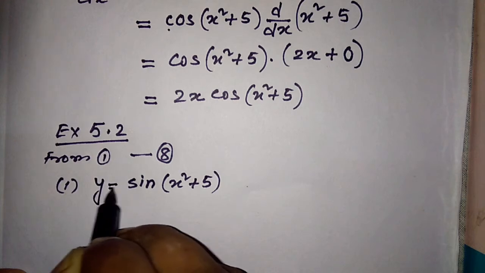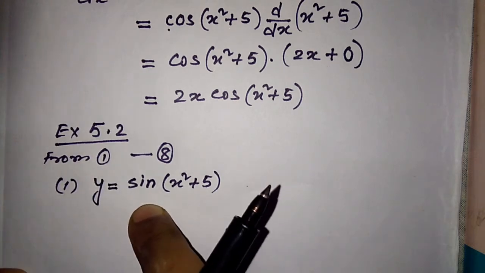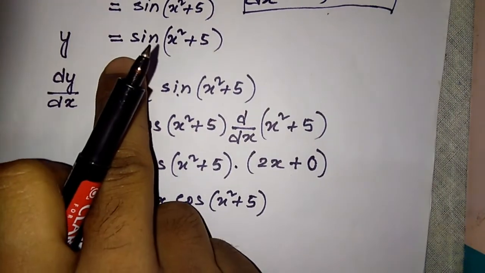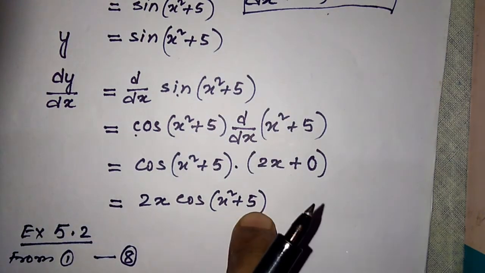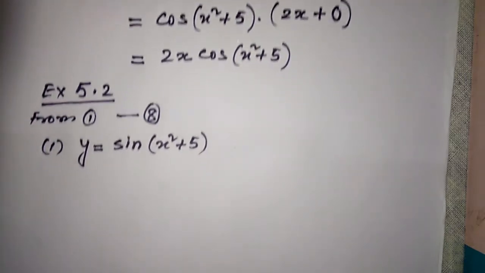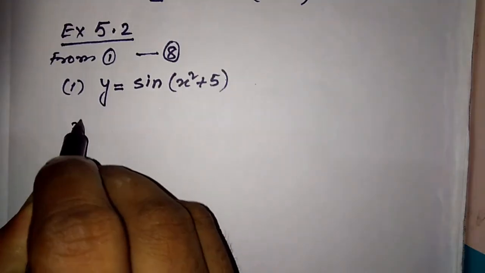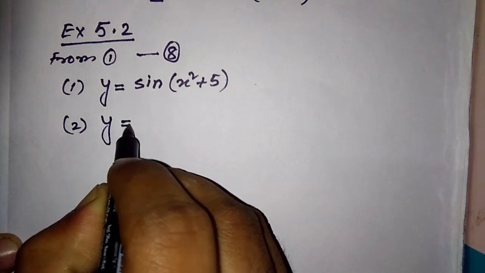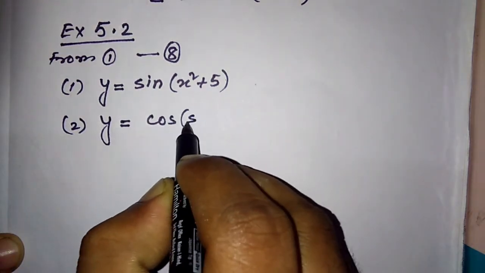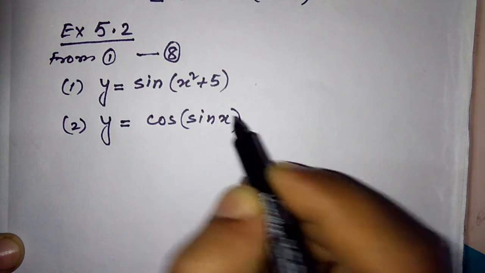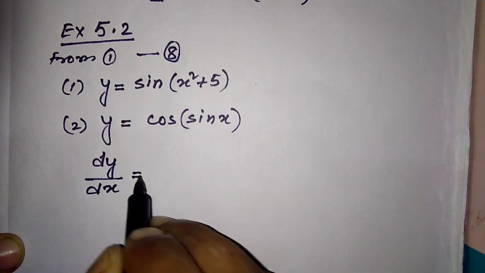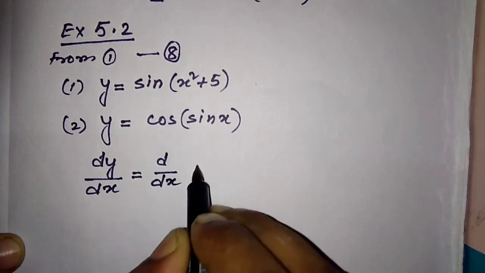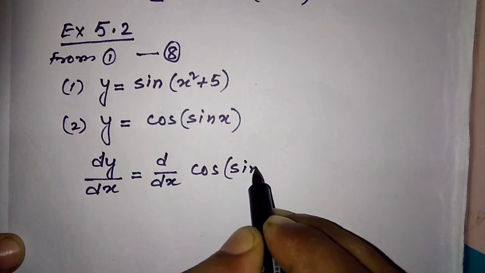If we consider y is equal to sin(x square plus 5), which is already done, sin(x square plus 5), its derivative is 2x cos(x square plus 5). Again now see question number 2, you are given y is equal to cos(sin x). Similarly, its derivative dy/dx is d/dx of cos(sin x).